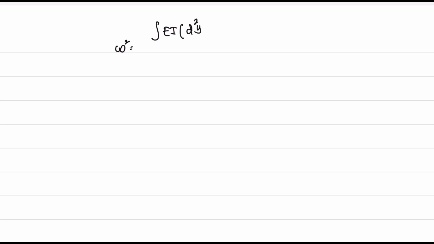Now, what is our equation for omega square? The general equation. The general equation is omega square is equal to integral EI d square y by dx square whole square dx, divided by integral y square dm. This is our general equation.